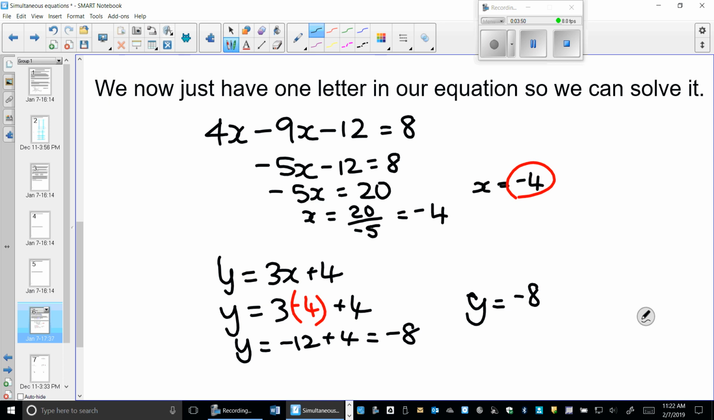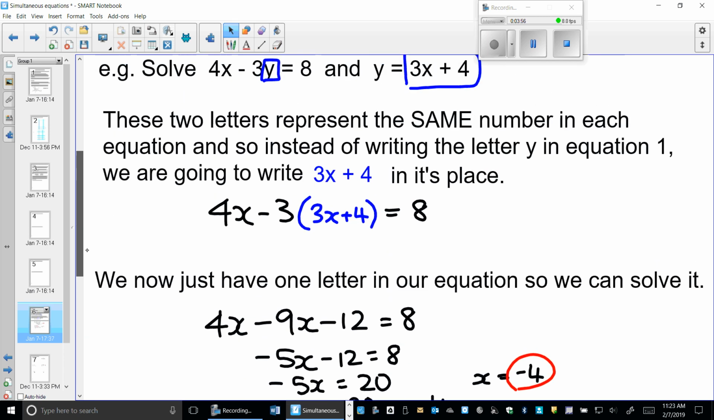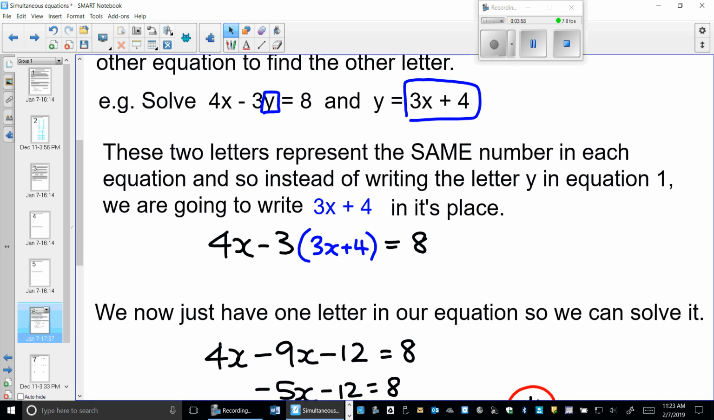Can we go over that first one again? Like, how did you get 4x minus 3 and the 3x plus 4 equals 8? So, Emma, look up here at the colour coding. My first equation says that 4x take away 3y equals 8. But in this equation here, it tells me that y is equal to this. Oh, so I just substituted it in. Okay, yeah. Hence the name substitution.